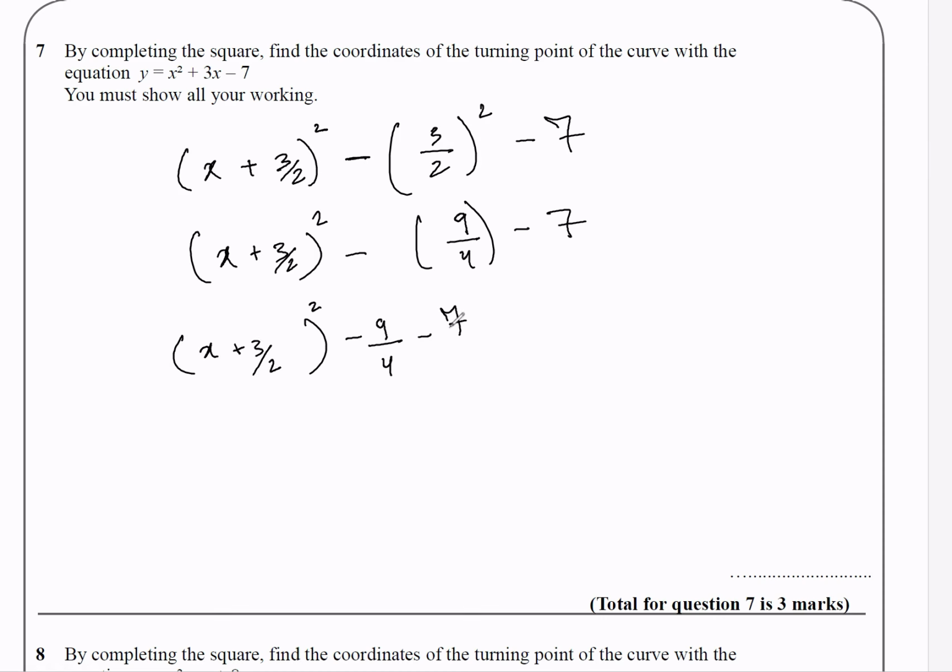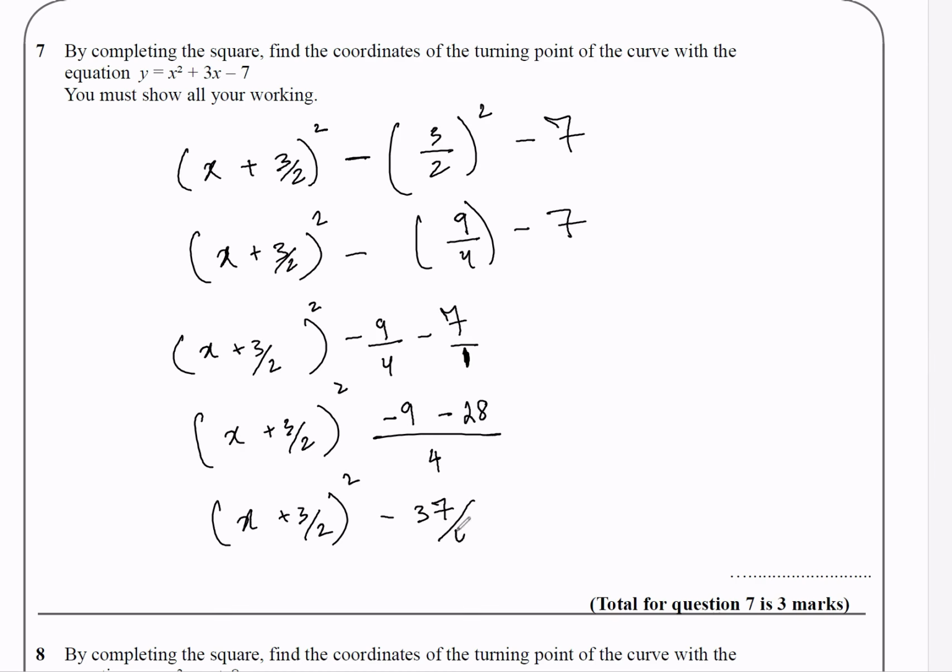4 times 5 is 20, 4 times 6 is 24, 4 times 7 is 28, right? So we make a common denominator. Remember, we have to make a common denominator when the denominators are different, right? So what answer do we get after making a common denominator? Minus 9 minus 28 makes negative 37 over 4.